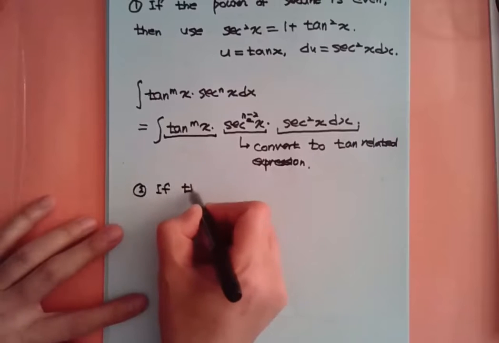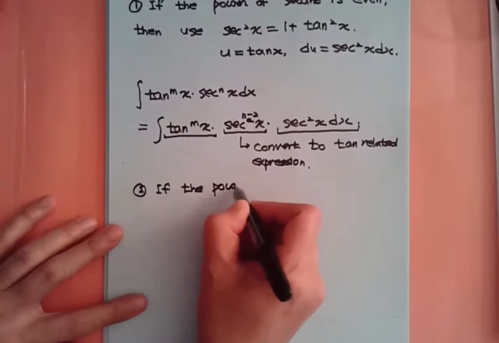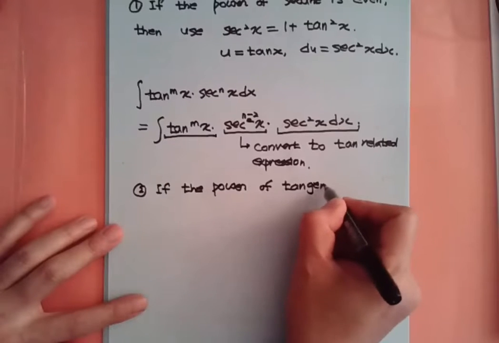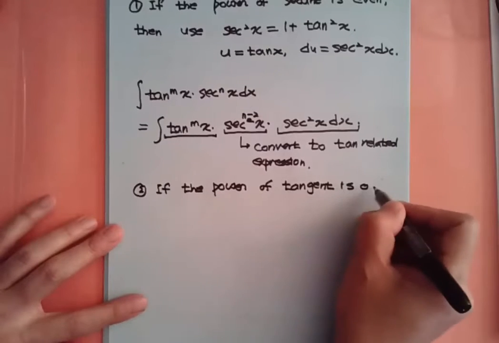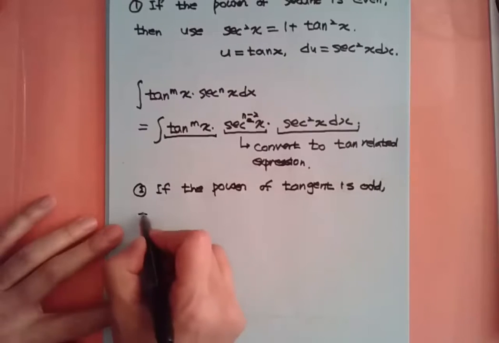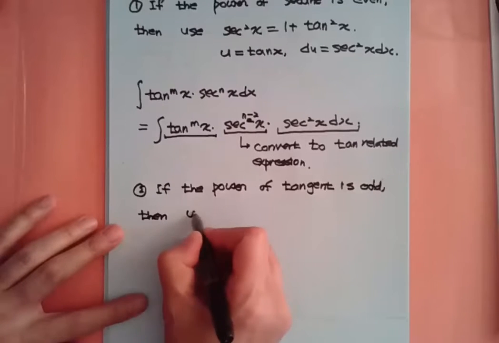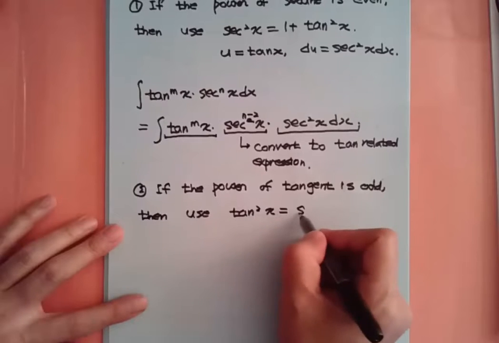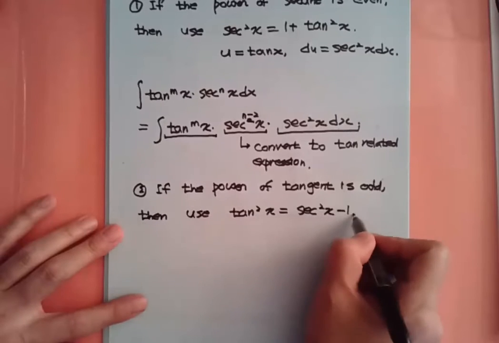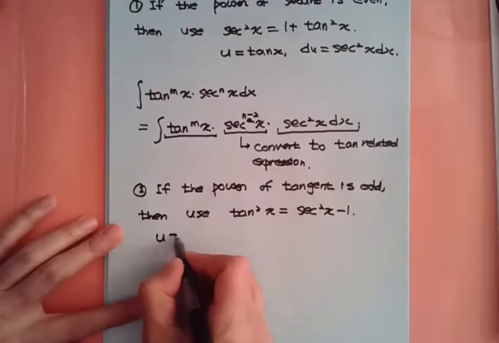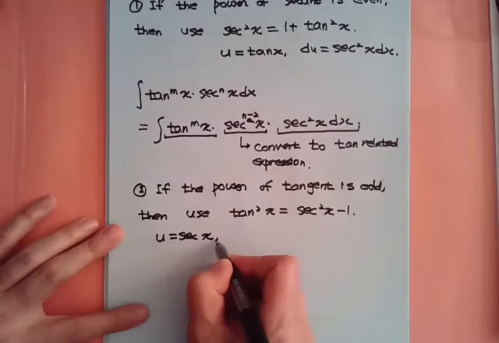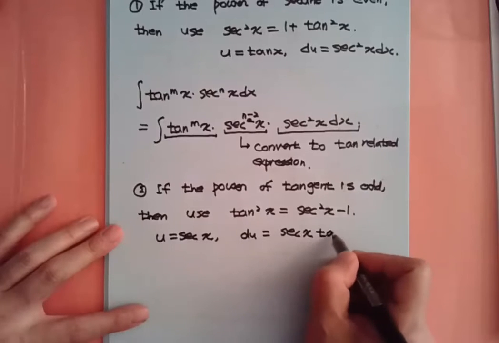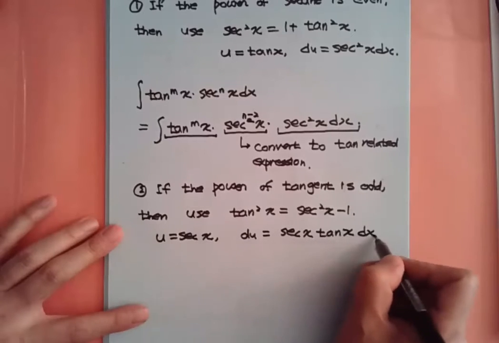If the power of tangent is odd, then we have to use tangent squared of x equals secant squared of x minus 1, and u equals secant of x, and du equals secant x tangent x dx.